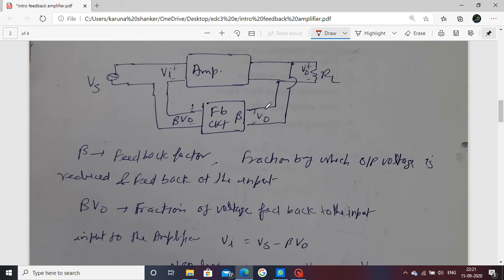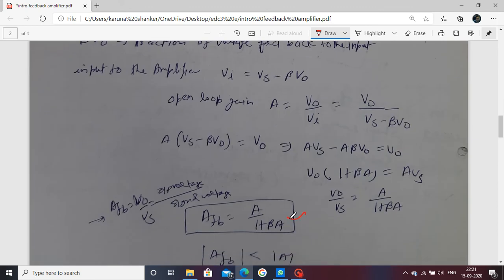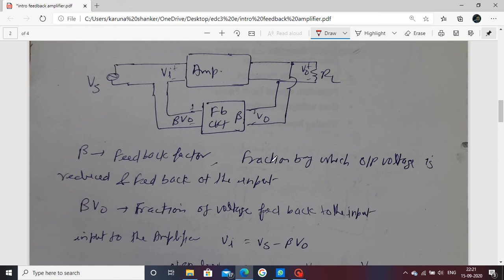Now you see here the derivation of the relation for negative feedback. We consider here an amplifier and a feedback network. The input signal is applied to this amplifier. Whatever you apply here is your source signal. This is the output signal across the output, which is fed back to the input side.